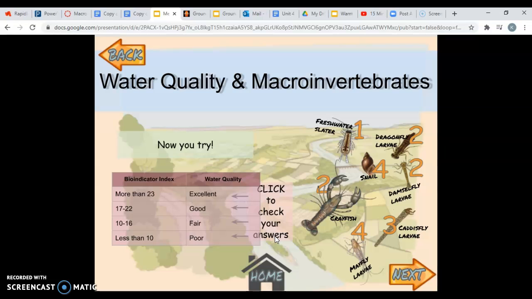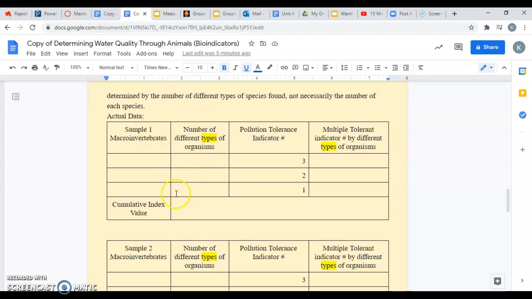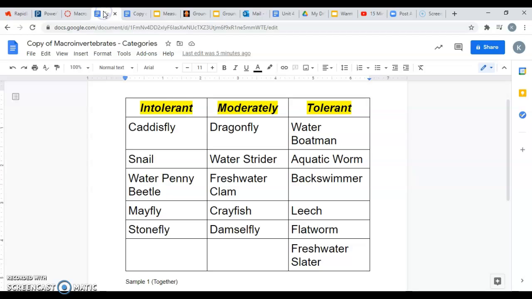So we're just going to go ahead and do a sample here. The sample I'm going to do is sample 1 on your worksheet, so that's this one right here. I also created a chart that is helpful in classifying them. I went ahead and classified them for you into the intolerant, moderately tolerant, and tolerant organisms. I'm going to show you how I do my calculations, and then hopefully that will help you with sample 2. Also, as a reminder for this lab, the only ones you have to do are sample 1 and sample 2.